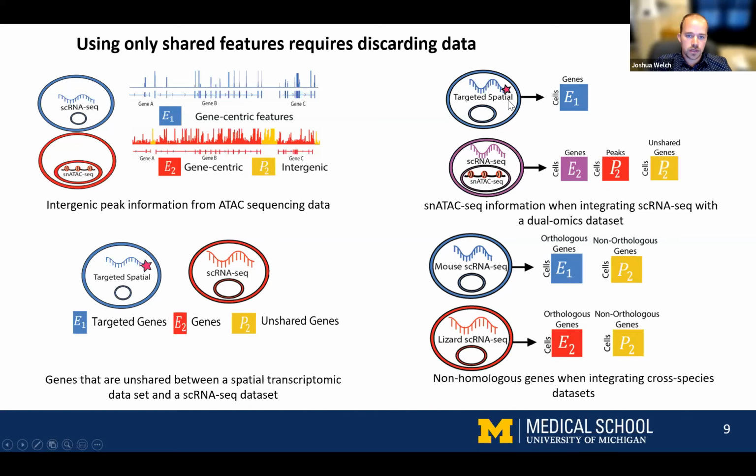Another scenario could be if we're trying to integrate targeted spatial data with a multimodal measurement like 10x multi-omic that has both gene expression and chromatin accessibility in the same cells. And an especially interesting case is where we are trying to integrate across species, and we have both orthologous genes that are clearly mapping in a one-to-one relationship across species, but we also have non-orthologous genes which may have many-to-many mappings across species or no clear orthologs. So this slide is going to serve as the outline for the rest of the talk, where I'll show how UINMF can help in each of these four scenarios.